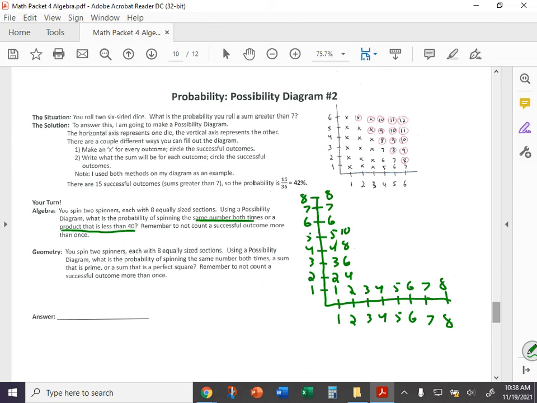How many of them are either the same number, so, kind of this whole diagonal here is going to be successful for you, right? Or a product less than 40. And of course, probability is successful over possible. So the number of successful outcomes divided by 64, because there are 64 total outcomes here, since it's an 8 by 8 grid.